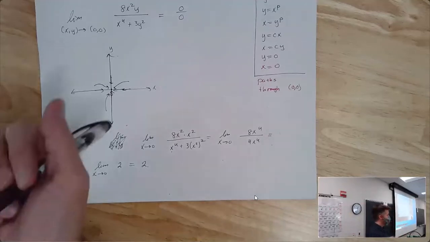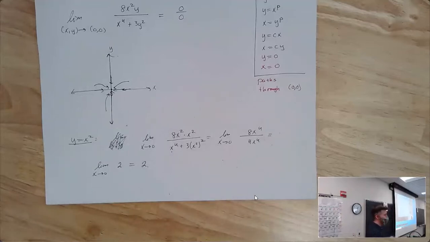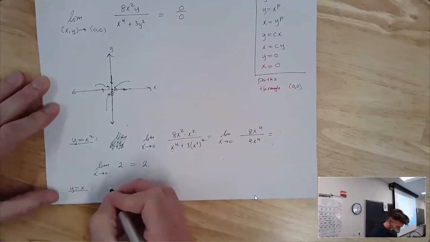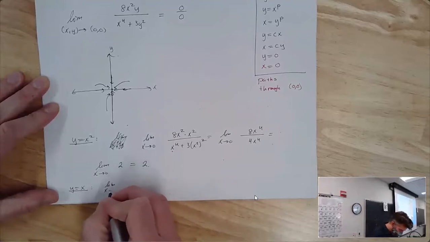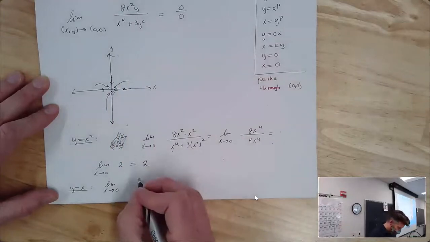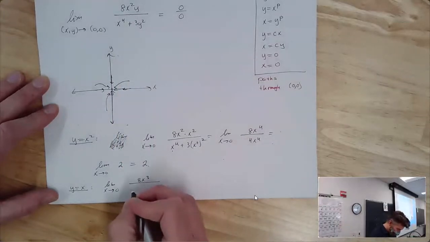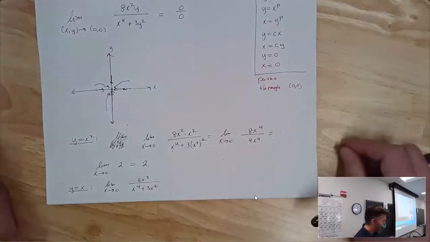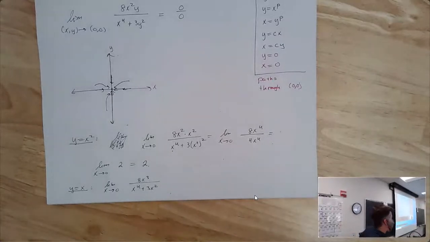So let's pick a different path. Normally, I would pick the path y equals 0 or x equals 0, but I'm going to do something different. I'm going to pick y equals x and see what happens. So we pick y equals x, we get the limit as x goes to 0. I'm going to simplify it right away. 8 times x squared times x is 8x cubed, over x to the 4th plus 3x squared. So what am I getting if I plug in 0 here? Unhappiness, 0 over 0.